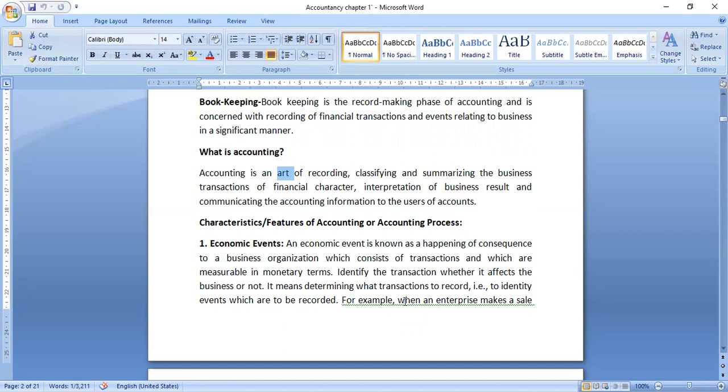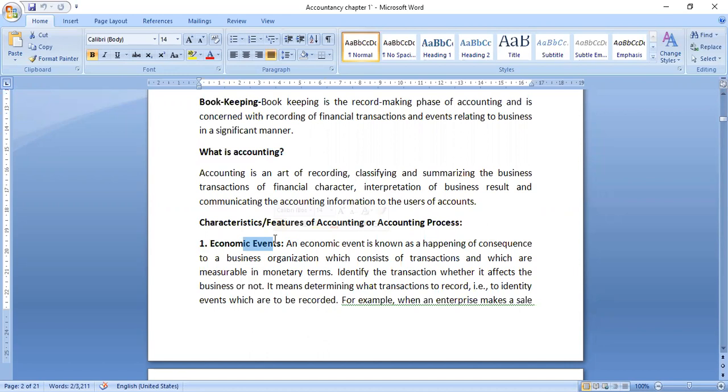Now, what you have to record? That is called economic event. Economic event means any event or any transaction which is taking place in the business. And once again, I'm telling you, we have to consider only business transactions, not the personal transactions of the businessman. Only transactions of the business, like purchasing, selling, payment of salary to your employee, advertisement, electricity bill. All these things are financial transactions or economic events.